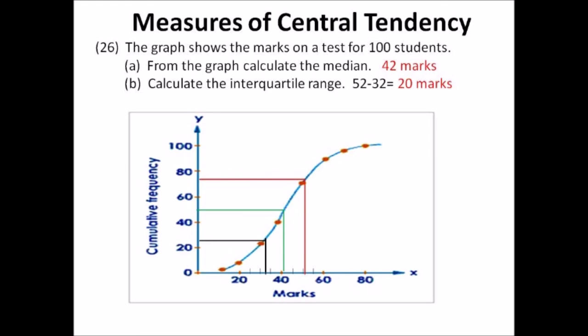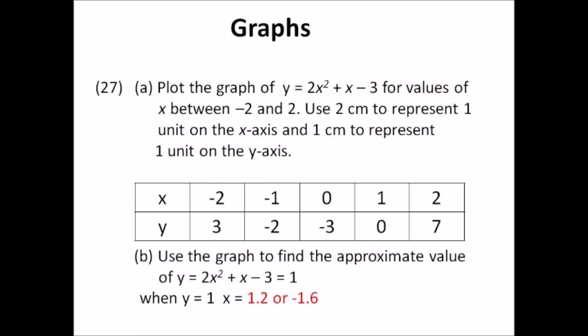Number 27, plot the graph. The table is there, and you have to put the table on the graph so they can see it, that's what you're using to plot it. And then for B, once you've done that, you have to find the approximate values of x where y is equal to 2x squared plus x minus 3 equal to 1. That's y is equal to 1, because y is that and y is 1. So you draw the line on the graph, y is 1, and see where it intersects with the curve. And that would give you your values, and you have to be very accurate.